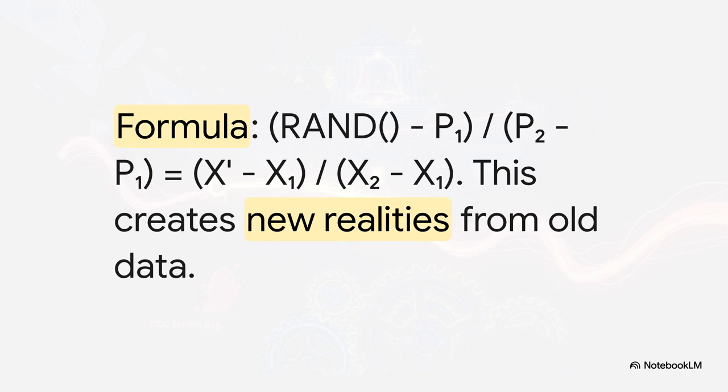So how does it actually create these new realities? It's all happening because of this beautiful piece of logic right here. Now, don't let the formula intimidate you. Let's just see it for what it is, a glowing bridge between what we know. The left side is basically asking a question: okay, my random number landed, how far along is it on the path between percentile 1 and percentile 2? The right side then gives the answer: got it, now I'm going to create a new value by traveling the exact same proportional distance between your two real data points. This is the mathematical soul of the creator. It honors the past while building a brand new, continuous reality.